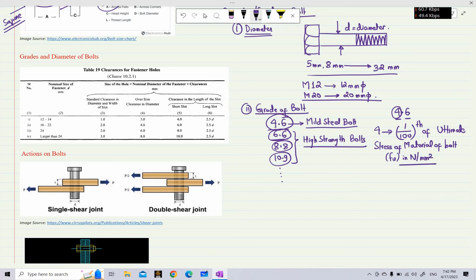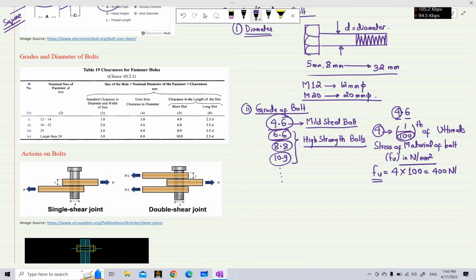So what does this mean? 1/100th of ultimate stress of material. That means to determine this ultimate stress, we have to multiply this 4 with 100. So the ultimate stress of 4.6 grade bolt is 400 Newton per millimeter square.